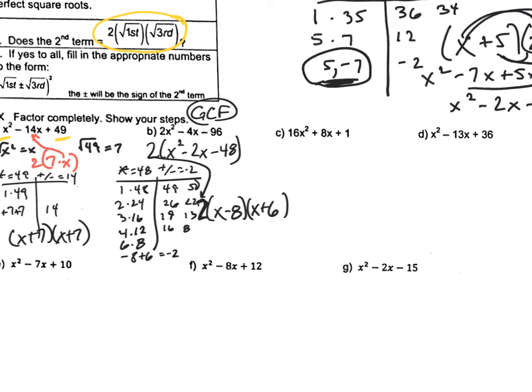Now, when there's a number in the front, check for the perfect square trinomial. Like the first thing you should check is: is there a square root for 16? And there in fact is. Is there a square root for 1? Yes. Is there a square root for x squared? Yes. So I'm going to try that. The square root of 16 is 4x, and that would go here and here. The square root of 1 is 1.